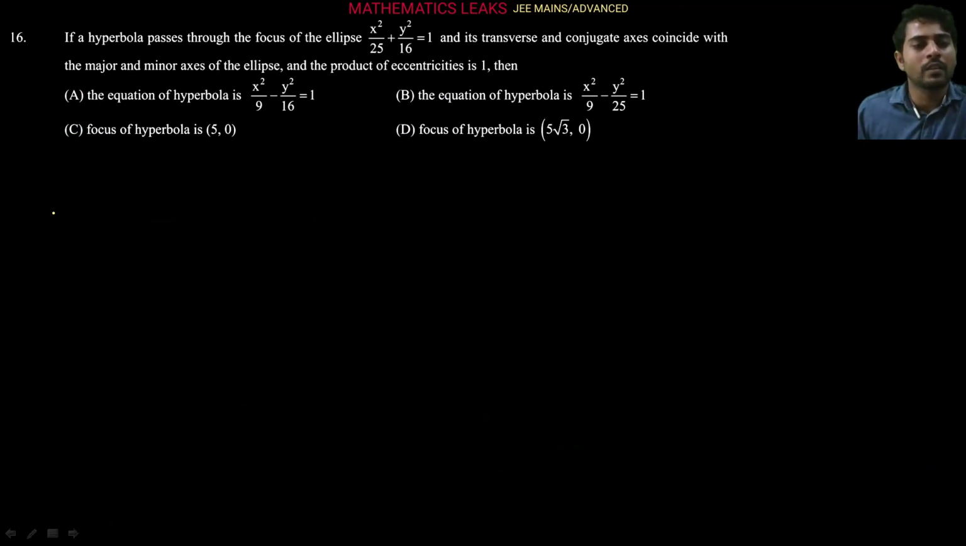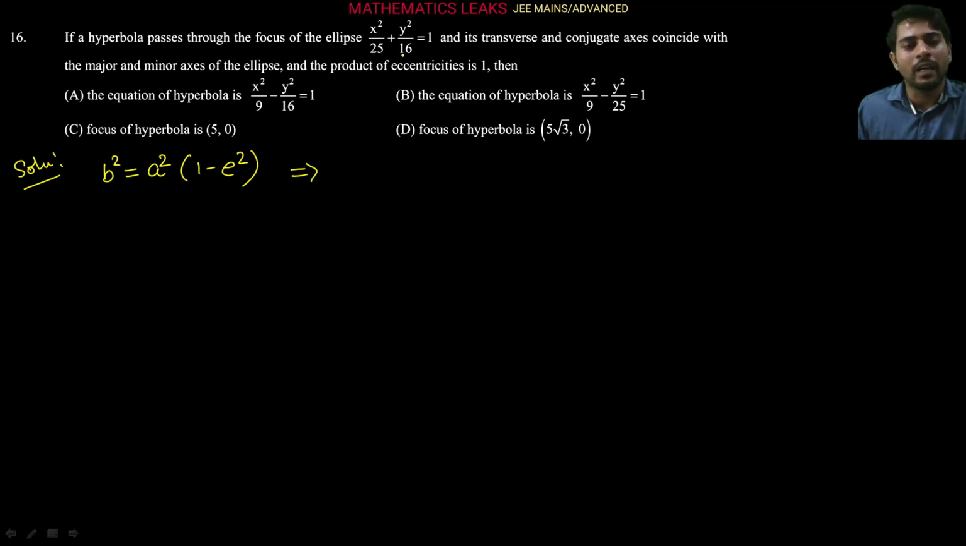Next question is, if a hyperbola passes through the focus of the ellipse x square by 25 plus y square by 16 is equals to 1 and its transverse and conjugate axes coincide with the major and minor axes of the ellipse and the product of eccentricities is 1, then... So here as you can see this ellipse is having its major axis along the x-axis and minor axis along the y-axis, right? So we can write down its eccentricity using the formula b square is equals to a square into 1 minus e square. So here b square value is 16 and a square value is 25 into 1 minus e square.